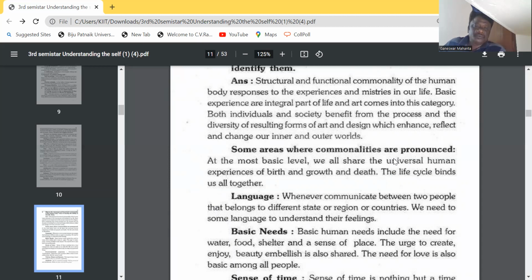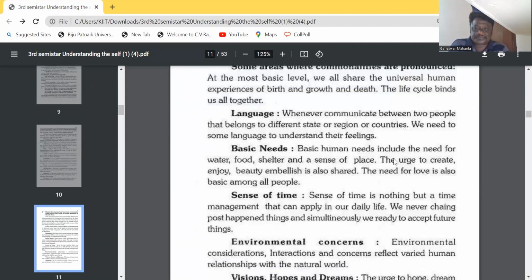Language: whenever communication happens between two people who belong to different states and regions of our country, we need some language to understand their feelings. Andhra people speak the Andhra language; they do not understand Hindi or English. Whenever Odia people came there for examination purposes, they could not understand the language properly. This is the barrier of language.